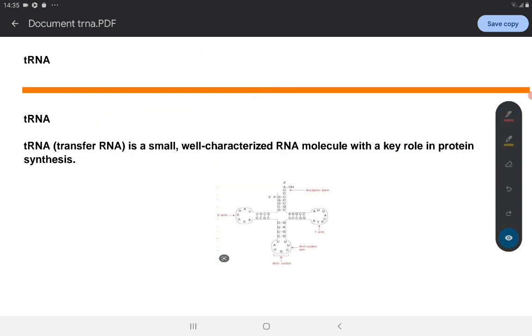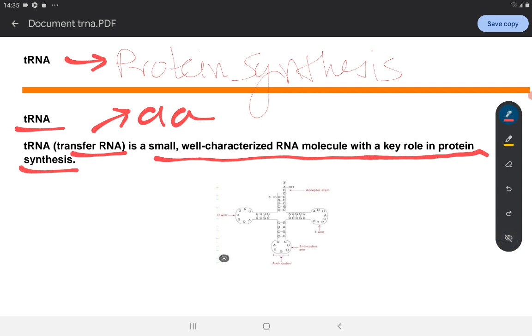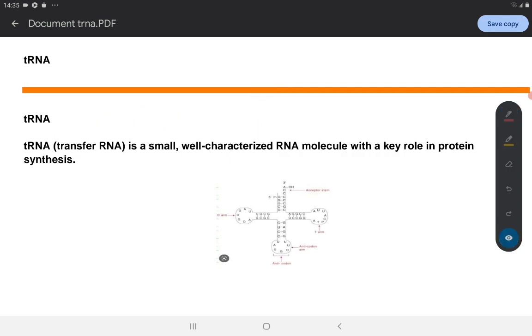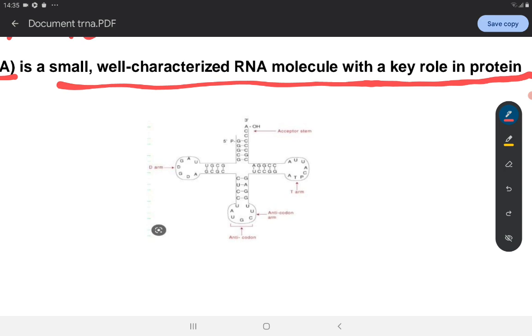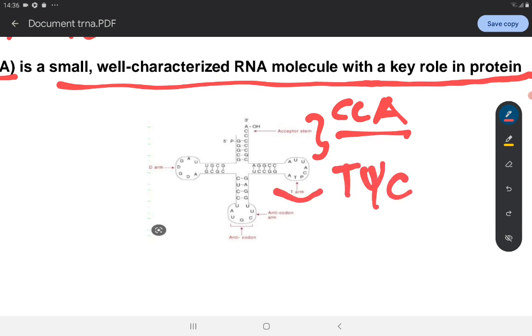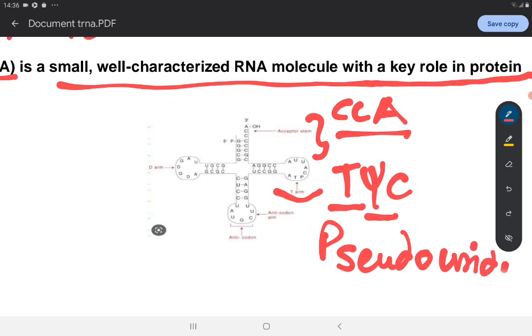So let's see its structure. As you can see in this structure, let me zoom in. It has an acceptor stem with CCA, a conserved 3' unpaired sequence which is present in all tRNAs. Here is a T arm or what is known as T psi C arm, because this contains thymine nucleotide. Psi is pseudouridine and C is cytosine, right? So this is the T arm.